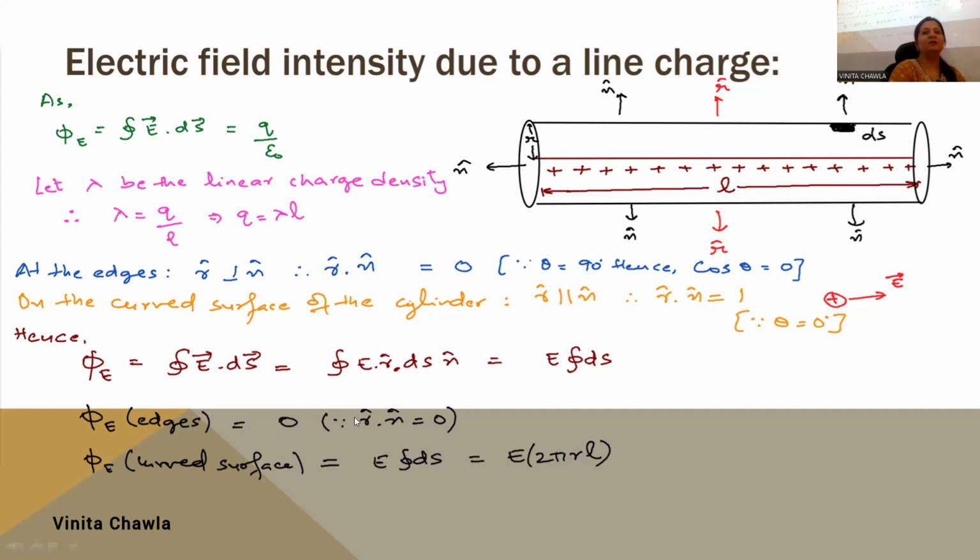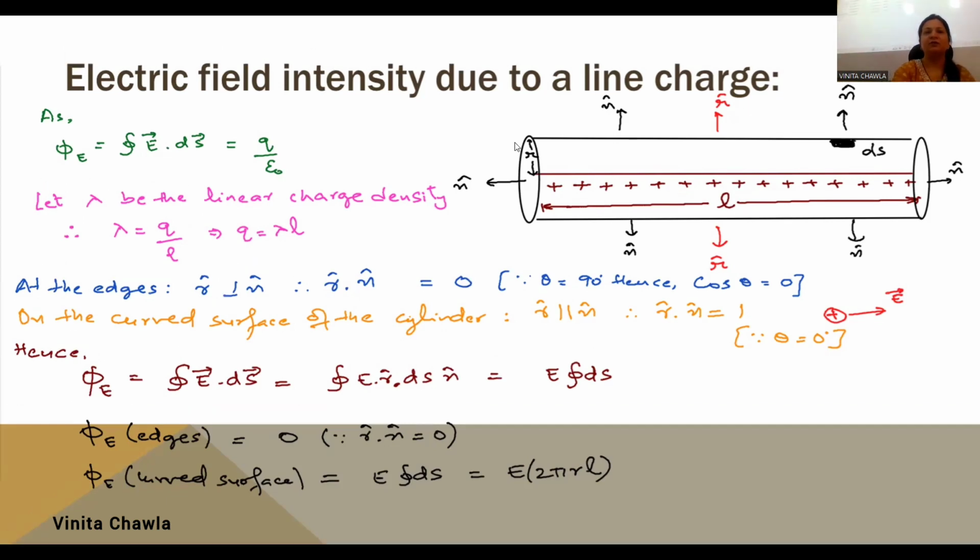And on the curved surface, r cap and n cap are pointing in the same direction. The angle between them is 0 degree, and therefore r cap dot n cap is 1. So when we put the value here, we get E closed integral ds. And closed integral ds is the curved surface area of the cylinder. Because we are considering the curved surface, we take the area of the curved surface only. Edges will not be included because at the edges we have electric flux 0. We will only include the curved surface.